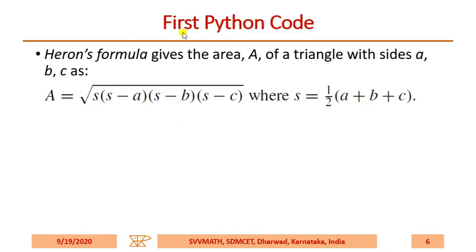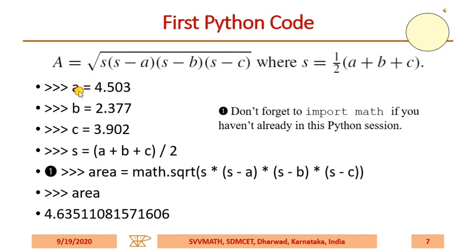Let us write our first Python code. a equal to something, the equation is given, whereas s equal to 1 by 2 (a plus b plus c). How do we write it? a equal to something, I am assigning; similarly b and c I am assigning; and s equal to, I am writing the equation (a plus b plus c) whole divided by 2. Area equal to, I am writing math dot sqrt of this particular equation, and then I am printing the area. Remember not to forget to import math if you have not already done so in the Python session.